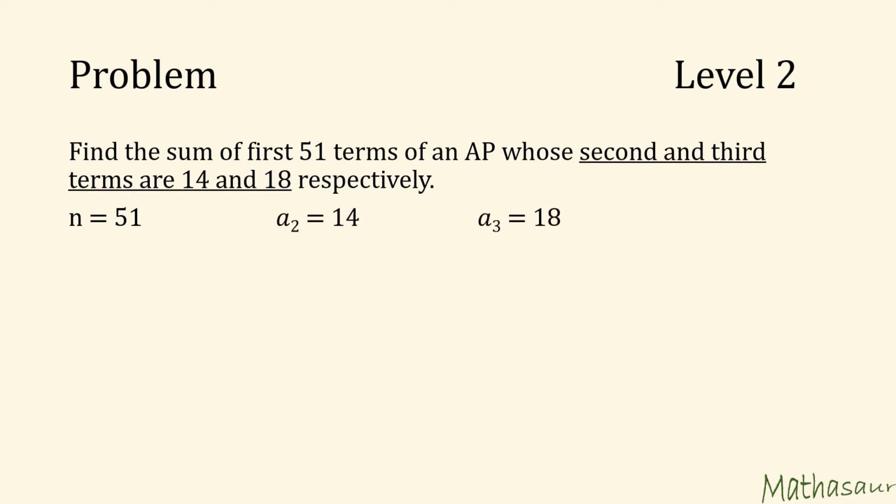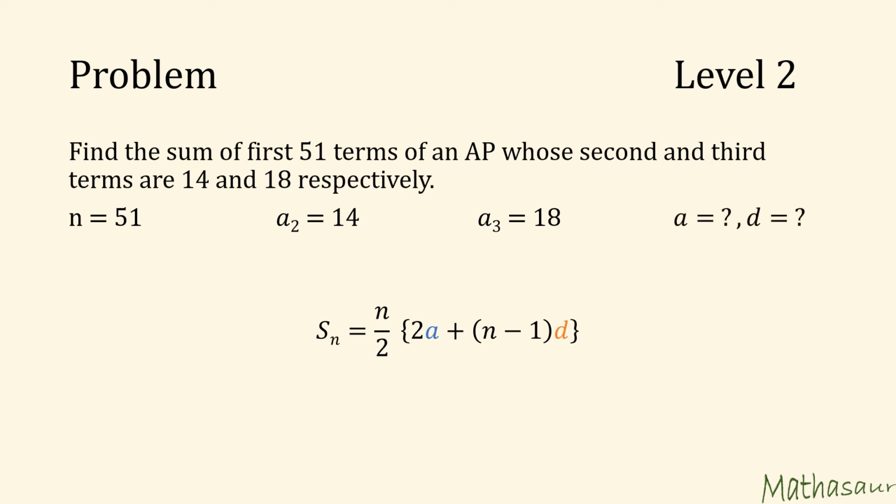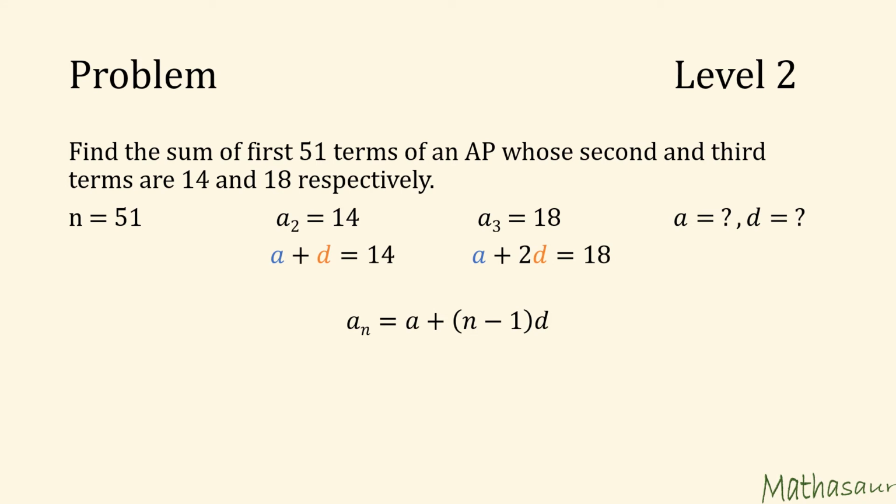Now the second and third terms, that is a2 and a3, are given as 14 and 18. And we have to find the sum of first 51 terms. So we know that n equals 51, but we do not know the values of a and d. Now recall that nth term of an AP can be represented as a plus (n minus 1) times d. Let us apply this formula to a2 and a3 both. So we get two equations and two variables.